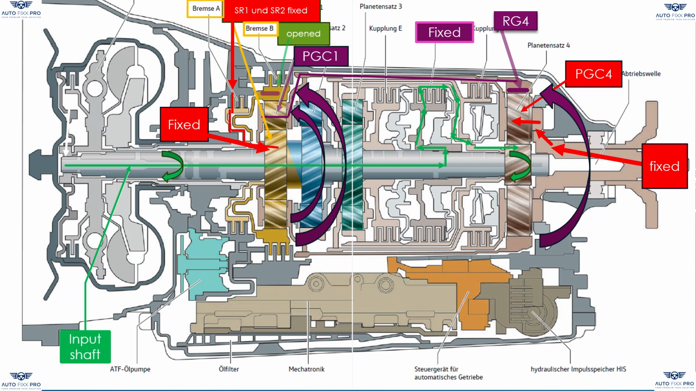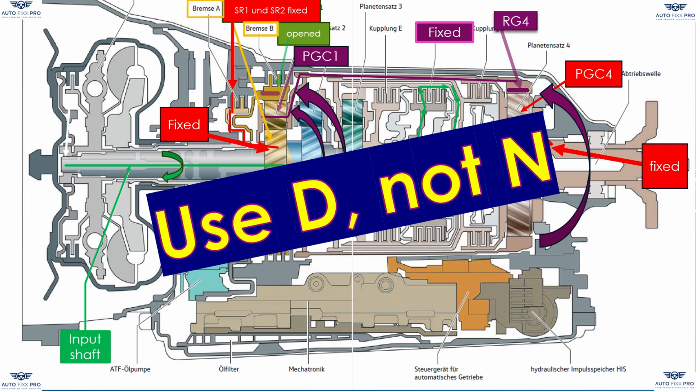All modern automatic transmissions have a neutral disengagement feature. N is used in car washes, for example, because the neutral disengagement feature is not in use here, as the brake pedal is not being pressed. Therefore, use D, not N, when you stop your car, for example at traffic lights.